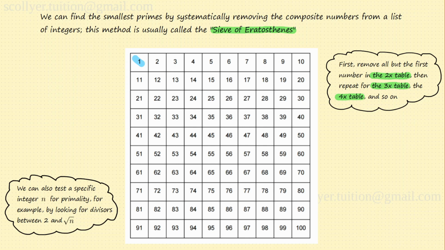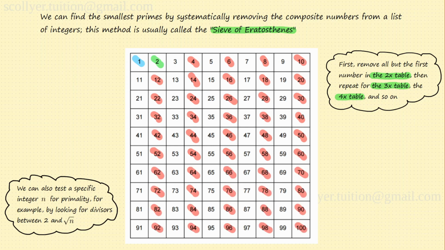Now, the only factors of 2 are 1 and 2, so it is prime, and we mark it in green. We now remove all of the multiples of 2 by marking them in red. Now, that process did not remove 3, so it must be prime. We mark it in green. And now we remove all multiples of 3 from the list that have not already been removed.